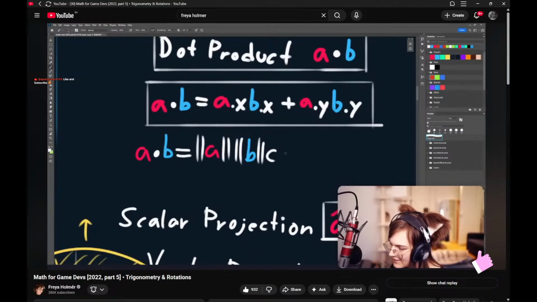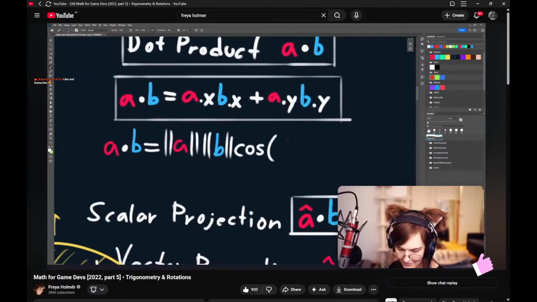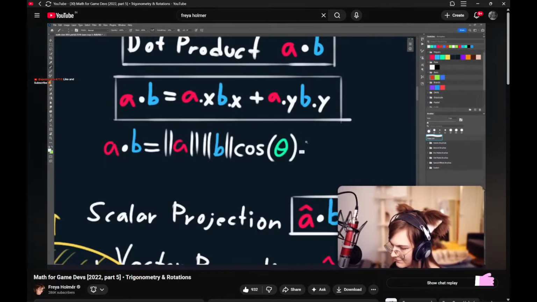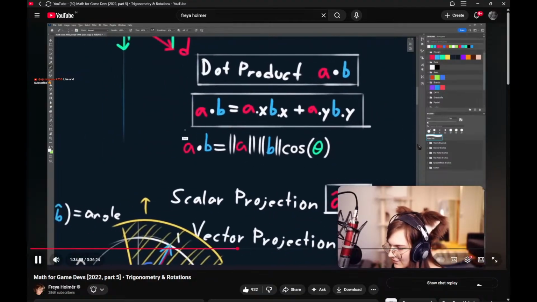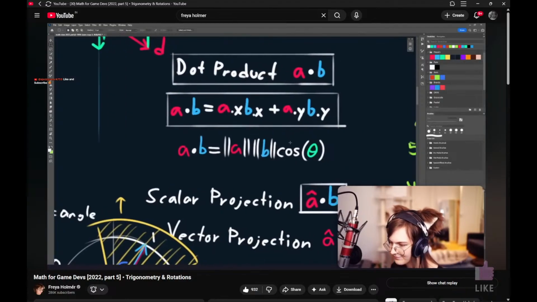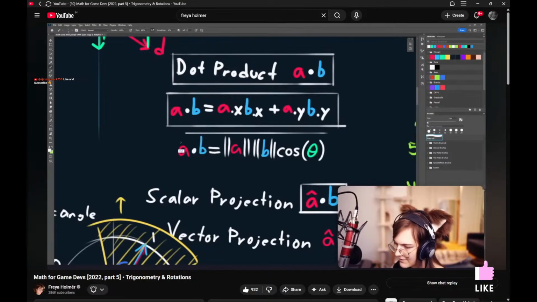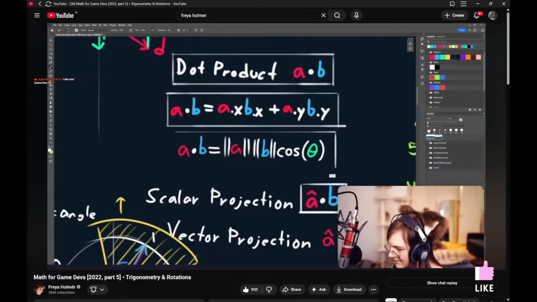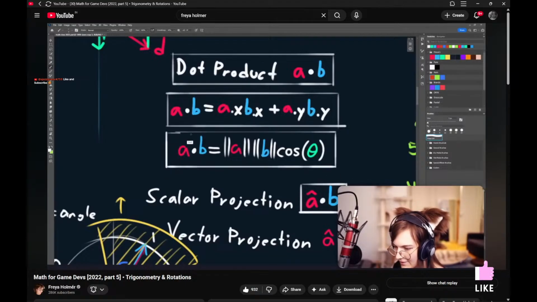Times the cosine of the angle between them. So I'm just going to write that as theta. And so this is also a definition of the dot product. The dot product is actually very closely related to the trigonometric function: length of A into length of B times cos theta. So there we go, this is the second definition of the dot product.